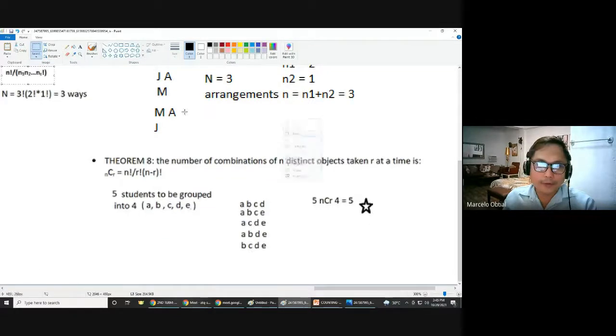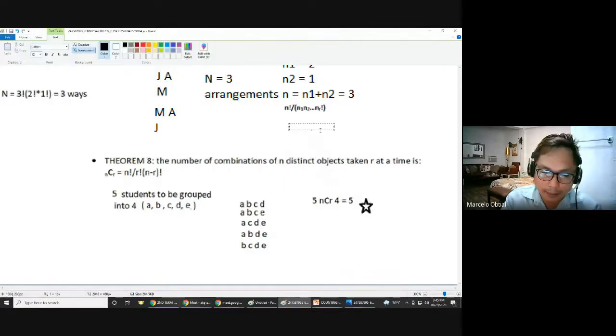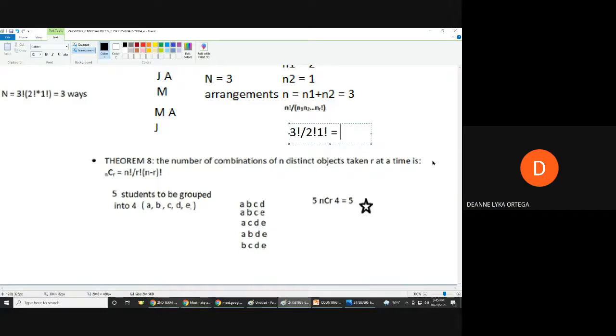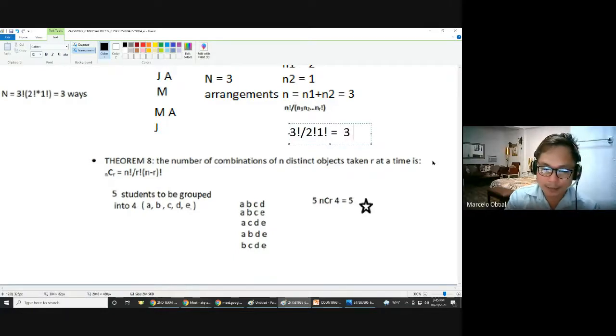So that will give you, okay, the same as our example in theorem number 6, no? So that is n factorial or 3 factorial divided by 2 factorial times 1 factorial. Okay. Can we put multiplication in between these 2 factorials? Answer, please. 3, sir. 3. Okay, correct, 3. 3 ways or arrangements. Okay? Okay, we're done.